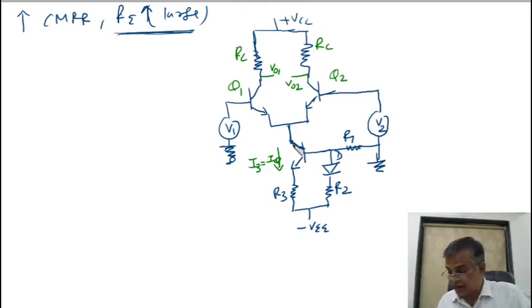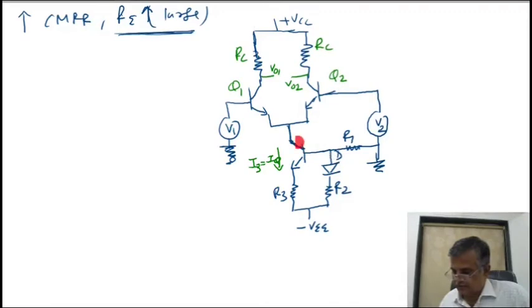So here I have to show that constant current is flowing, which means I have to show I3 should be constant. So let us show this mathematics. Here this provides a constant current source. Constant current source means this current should flow constant. So this circuit is called a constant current source. If this circuit behaves as a constant current source, then CMRR will be very large.